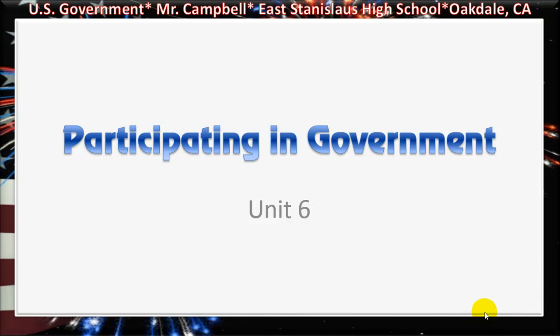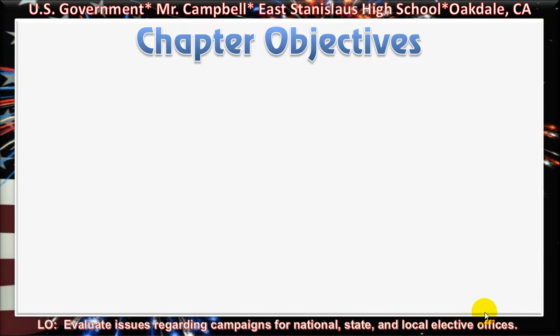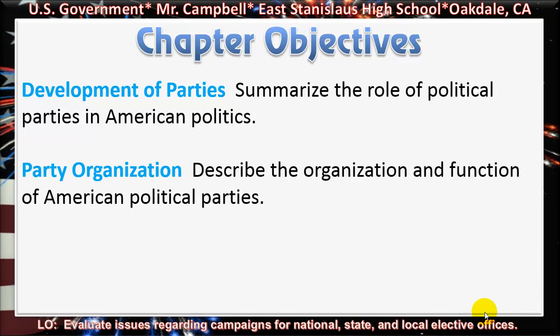Unit 6, Participating in Government. Chapter 16, Political Parties. Our chapter objectives, with regards to development of parties, we will summarize the role of political parties in American politics. In Section 2, looking at party organization, we will describe the organization and function of American political parties.